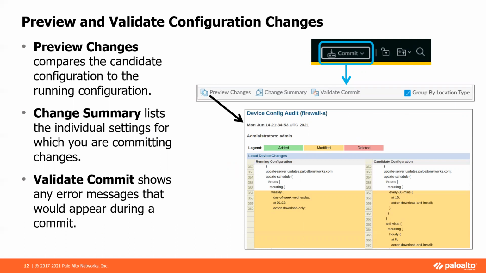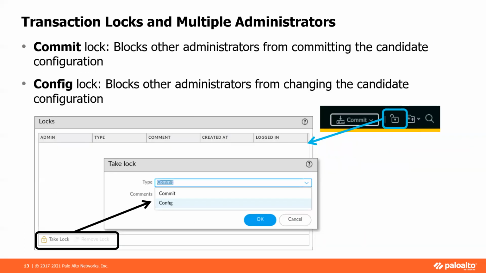You can preview those. You can see in the green are going to be added, things that are in yellow are modified, and red deleted. Pretty standard XML comparison, but you can do a side-by-side, line-by-line configuration change. This is also handy because there is more than one admin.